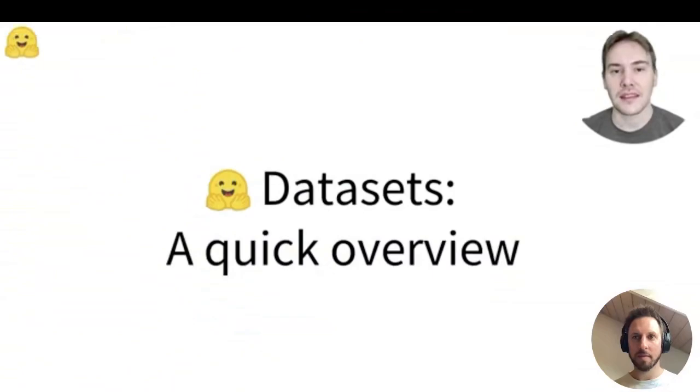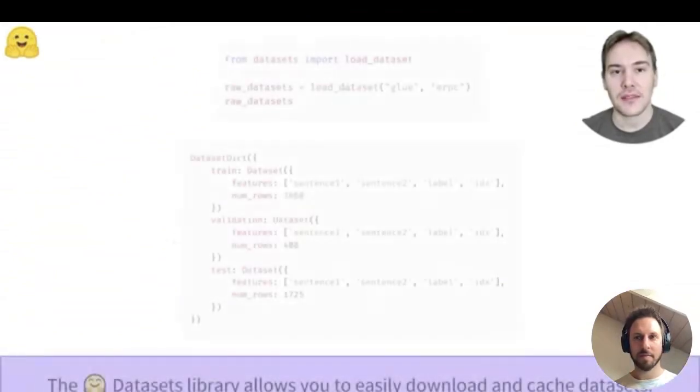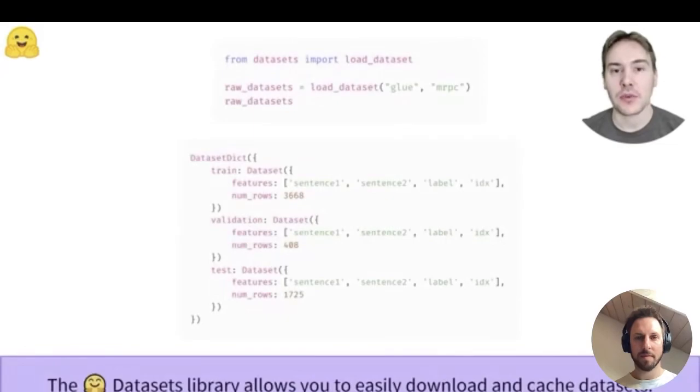The Hugging Face Datasets Library. A quick overview. The Hugging Face Datasets Library is a library that provides an API to quickly download many public datasets and preprocess them. In this video, we'll explore how to do that. The downloading part is easy with the load dataset function. You can directly download and cache a dataset from its identifier on the dataset hub.